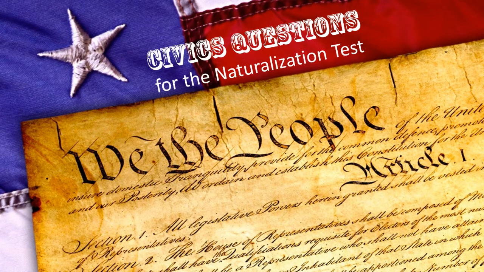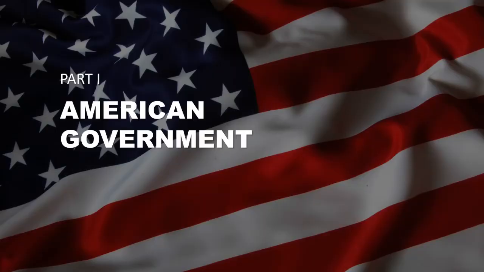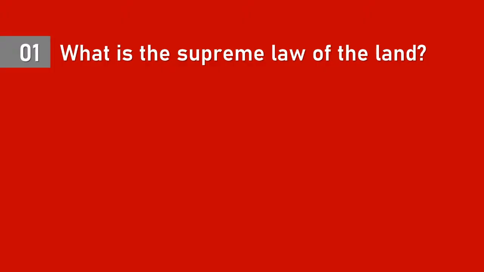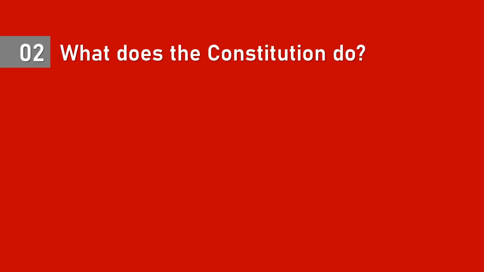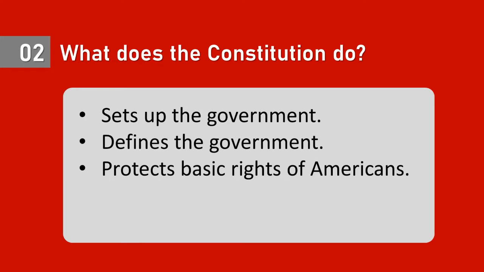Questions for the naturalization test. Part 1, American Government. Section A, Principles of American Democracy. Question 1. What is the supreme law of the land? The Constitution. Question 2. What does the Constitution do? Sets up the government. Defines the government. Protects basic rights of Americans.